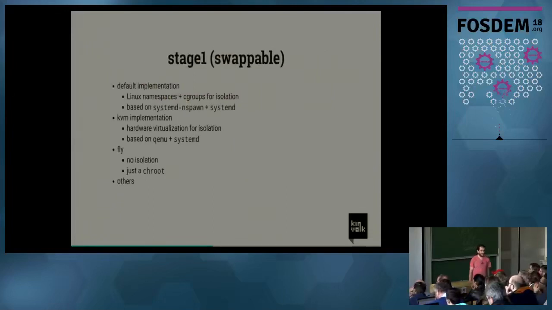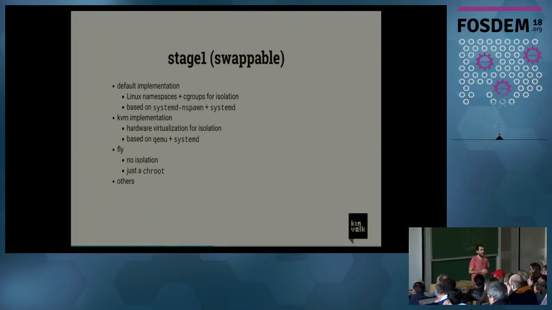One cool thing about stage 1 is that it's swappable, so there are different implementations. The default one uses namespaces and cgroups, which is what people used to call a Linux container. It's based on systemd-nspawn, and inside that container, we run systemd again to manage all the applications in the pod. There are also different implementations. There's the KVM implementation, which uses hardware virtualization instead of Linux containers, and it's currently based on QEMU and systemd. That's very cool if you have a full VM where you can run your applications. And then there's Fly, which has no isolation, it's just a chroot.